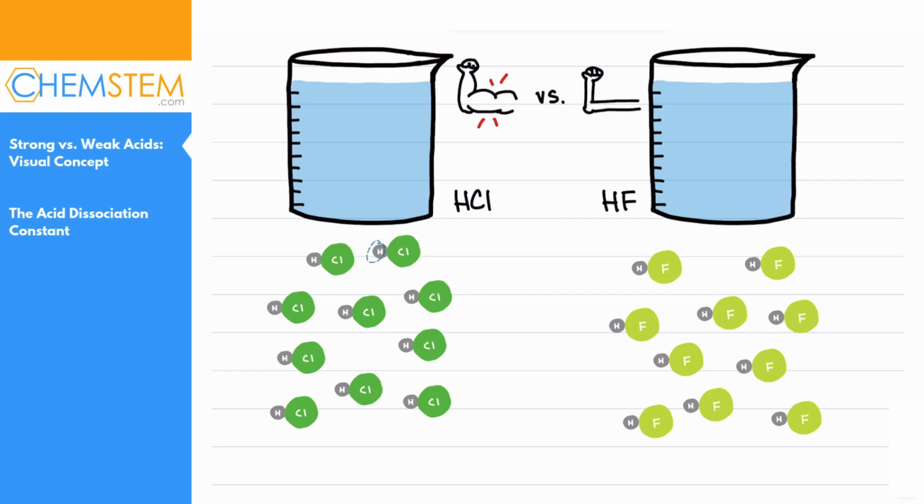So we'll have all of the hydrogen ions separate from their chloride ions, and you'll have this happen completely. Notice how all of the hydrogen ions are separate from all of the chloride ions, 100%. So we would say that a strong acid has a 100% dissociation. So let's put that in our beaker.